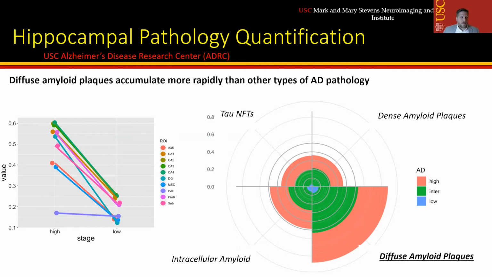As expected, Alzheimer's disease pathology was higher in almost all hippocampal subregions in patients diagnosed with high AD compared to low AD. However, when we look at the type of pathology that's accumulated across the course of the disease from low, intermediate, and high patients, the diffuse amyloid plaques appear to more rapidly accumulate across the course of the disease compared to the tau tangles, the intracellular amyloid, and the dense amyloid plaques, which suggests that much of the amyloid burden that's being produced in the brain across the course of the disease is due to the production of diffuse amyloid plaques.